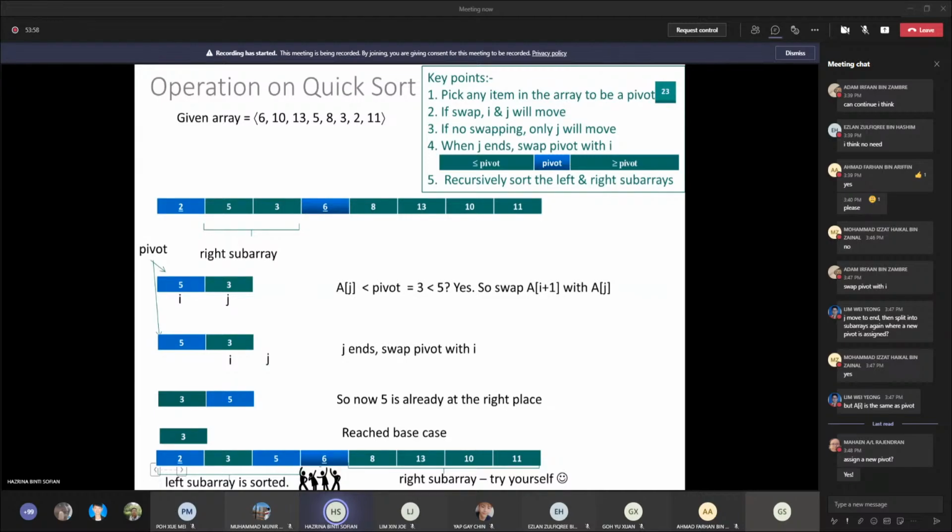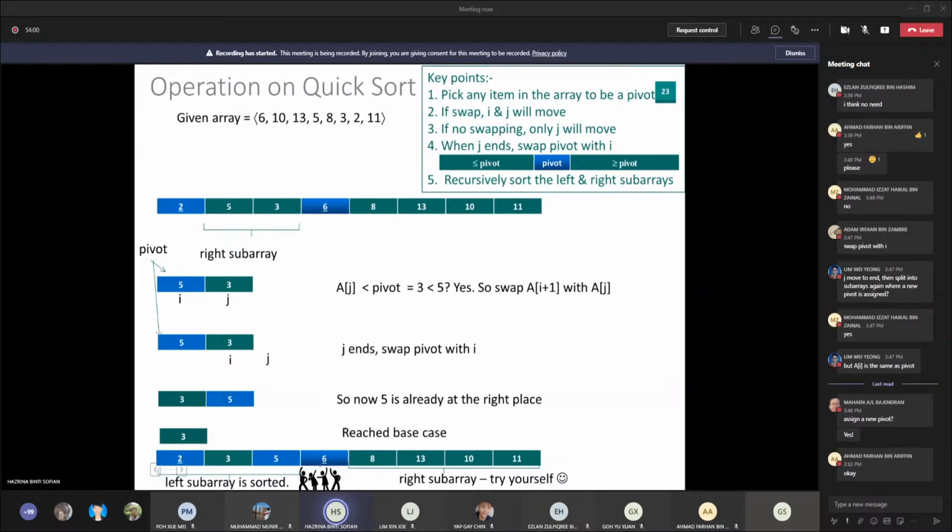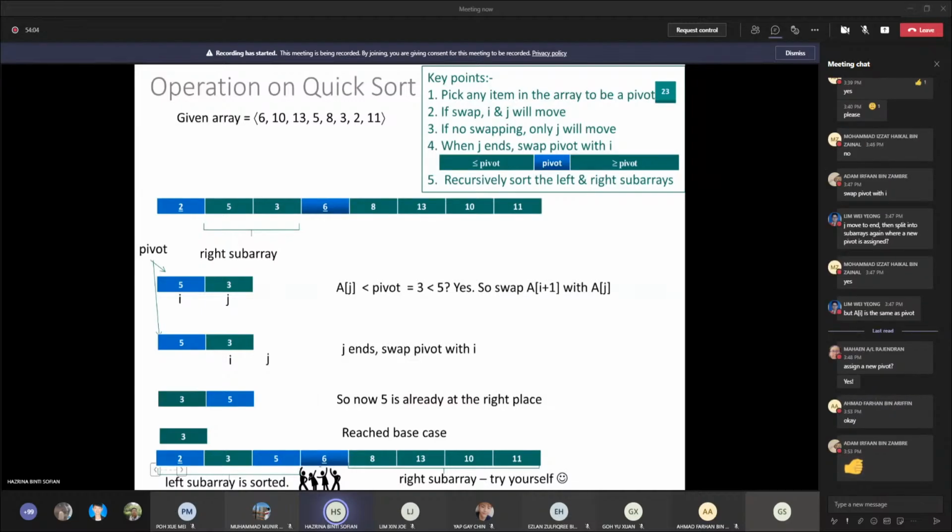Do you like quick sort better or counting sort? Because some of you say that counting sort is like, you describe it as magical. How about quick sort? Which one do you like?